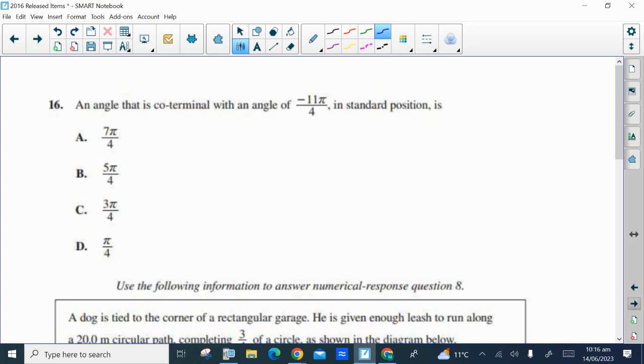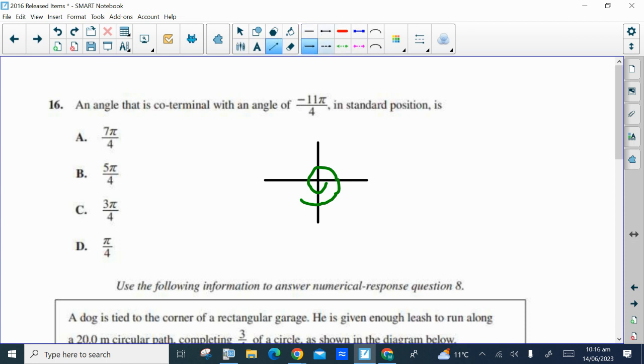Number 16, an angle that is coterminal with negative 11 pi on 4 in standard position is what? So where is negative 11 pi on 4? Well, a negative angle goes clockwise. One revolution would be 8 pi on 4. Then there's 9, 10, negative 11 pi on 4 will be about right there.